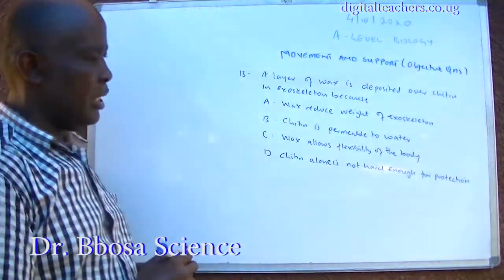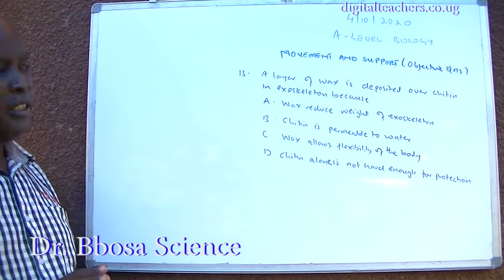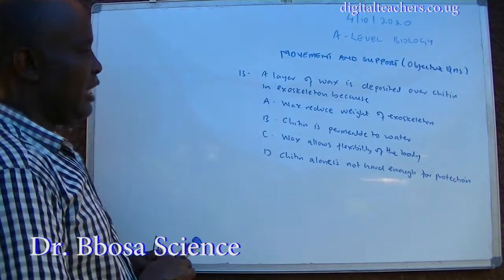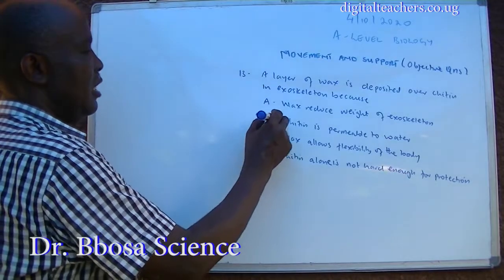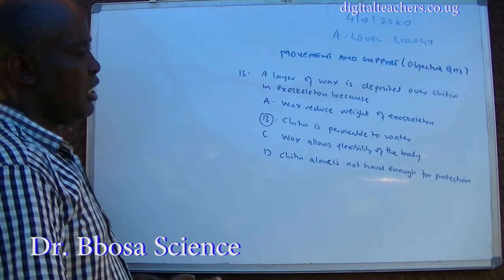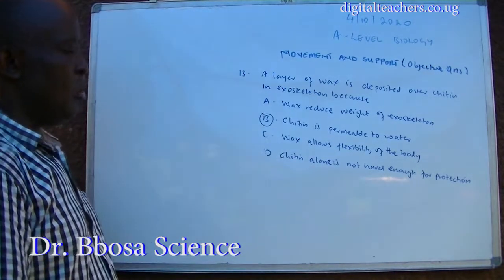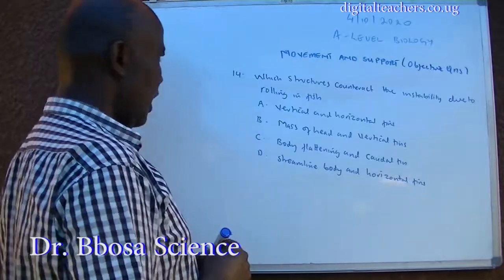Chitin alone is not hard enough for protection. You can pause and answer. The answer is B. Chitin is permeable to water, so to reduce evaporation, chitin is deposited with wax.